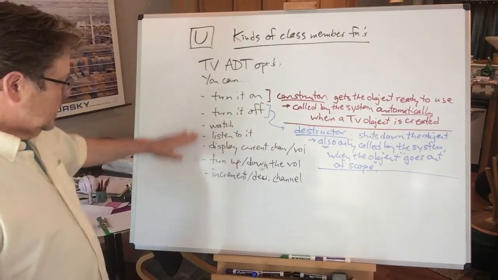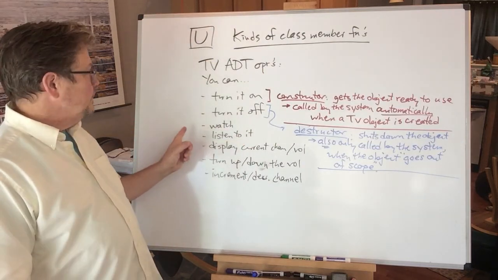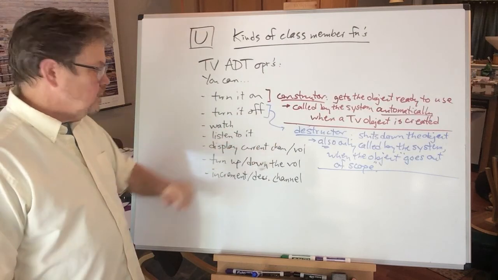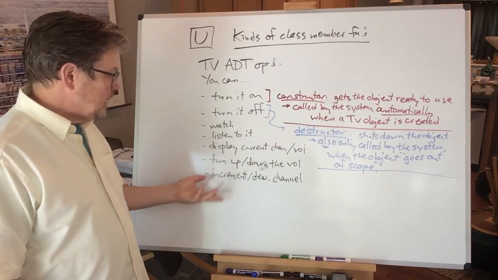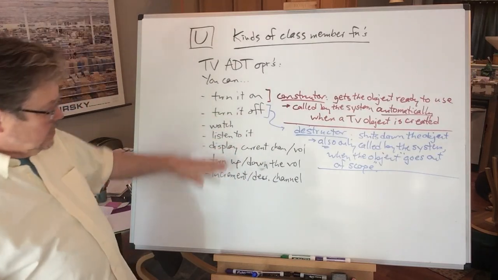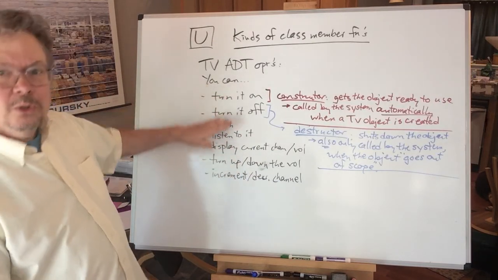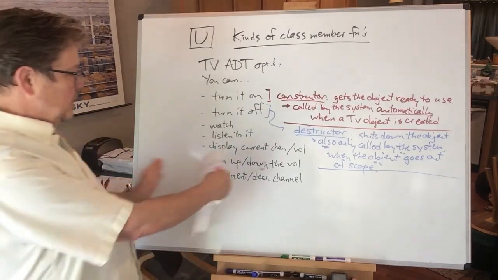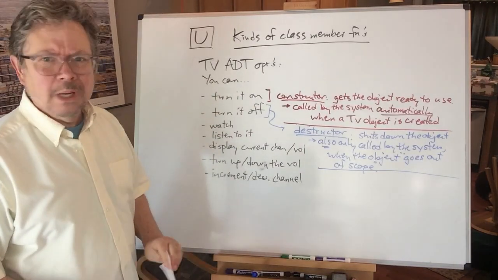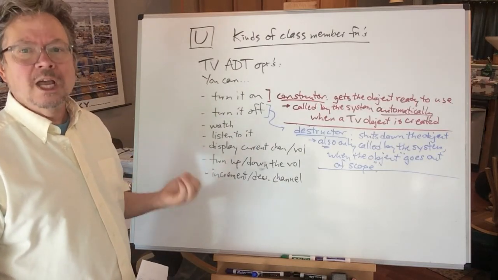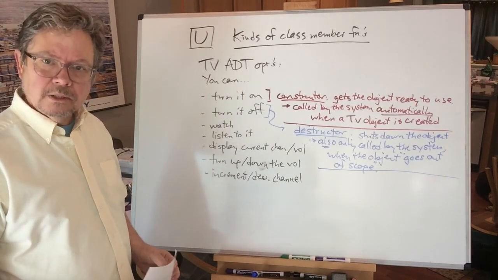Let's look at these and think about these. You can watch it. You can listen to it. You can look at the channel and the volume. Turn the volume up and down, increment or decrement the channel. There is a line I can draw between these and have two groups here, two major groups. Does it have to do with how long the description is? No. I'll stop playing games. It's whether or not they actually even try to change the state of the object.